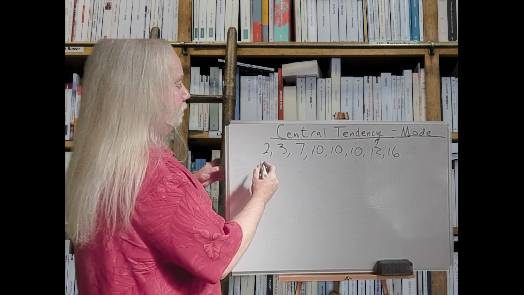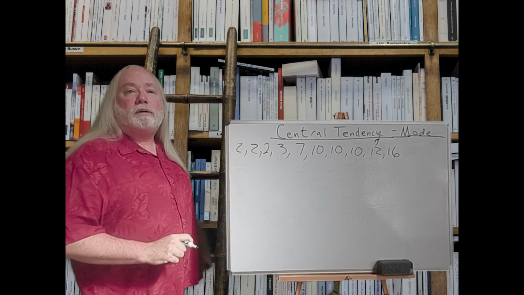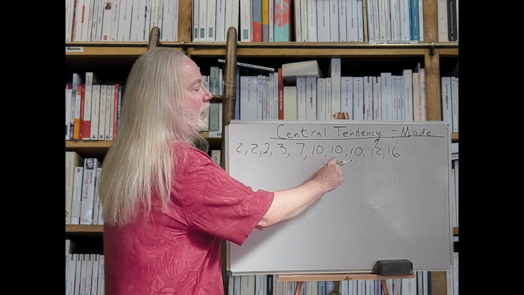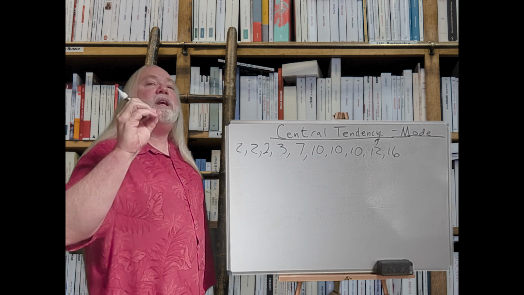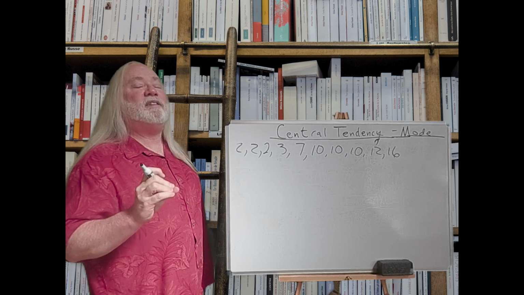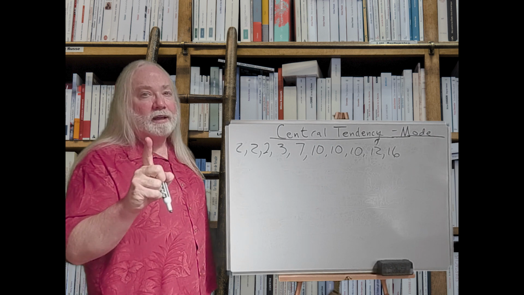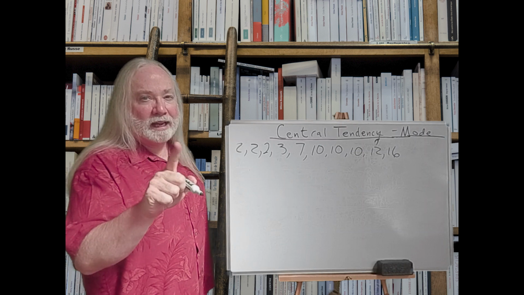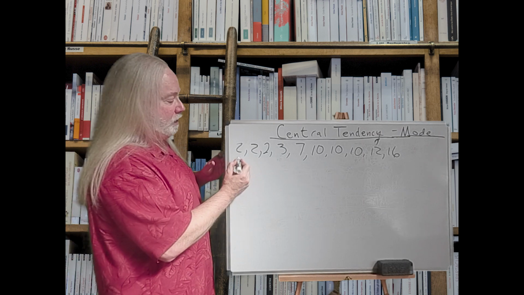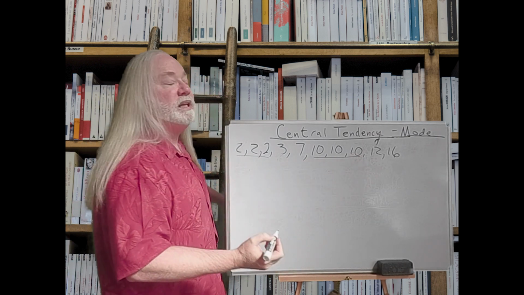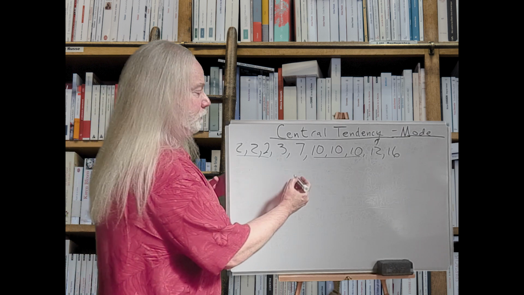Let's say now I've got 3 2s and 3 10s. There's a tie. The mode is the only measure of central tendency that can have more than one correct value. Any set of data can only have one mean, any set of data can only have one median, but any set of data can have more than one mode, like we see right here. We've got our 3 2s and our 3 10s. So this is what we would technically call a bimodal distribution.